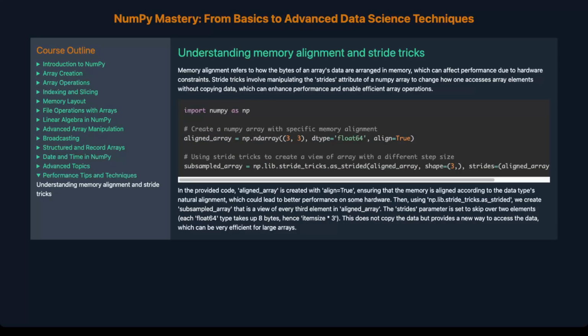Understanding memory alignment and stride tricks. Memory alignment refers to how the bytes of an array's data are arranged in memory, which can affect performance due to hardware constraints. Stride tricks involve manipulating the strides attribute of a NumPy array to change how one accesses array elements without copying data, which can enhance performance and enable efficient array operations.